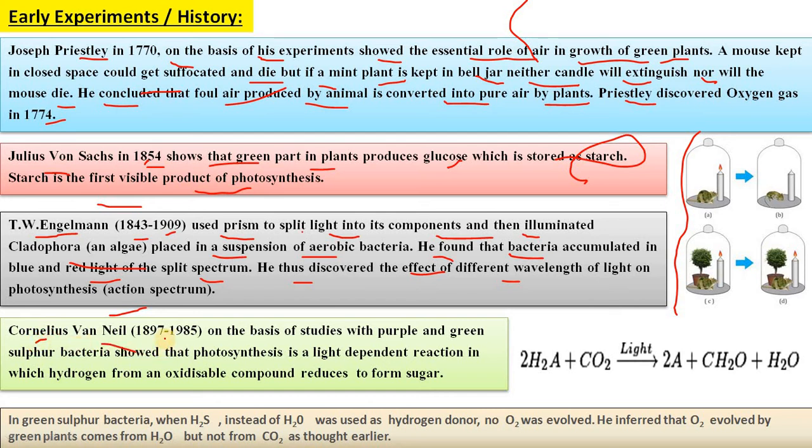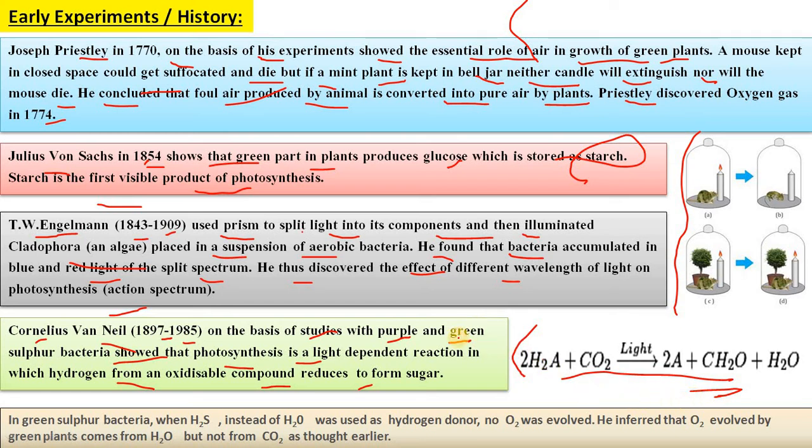And then Cornelius van Niel (1897 to 1985), on the basis of studies with purple and green sulfur bacteria, showed that photosynthesis is a light-dependent reaction in which hydrogen from an oxidizable compound reduces carbon dioxide to form sugar. You can see clearly here: 2H2A + CO2 with light gives 2A + CH2O + H2O. So it was a milestone contribution to the understanding of photosynthesis made by the microbiologist Cornelius van Niel, who demonstrated that photosynthesis is essentially a light-dependent reaction in which hydrogen from a suitable oxidizable compound reduces carbon dioxide to carbohydrates, and that can be expressed by this reaction only.